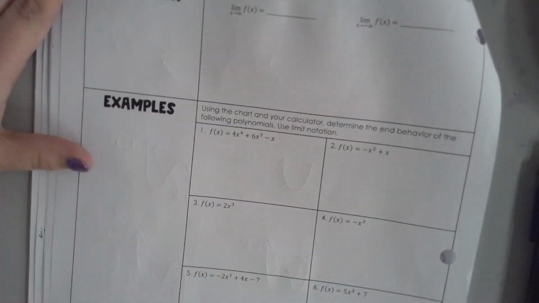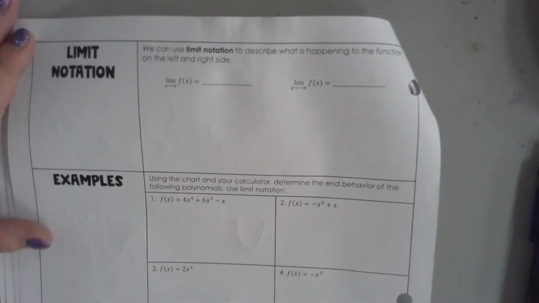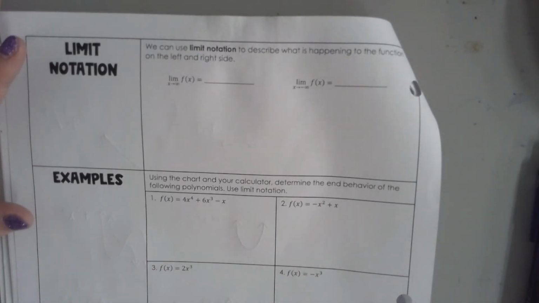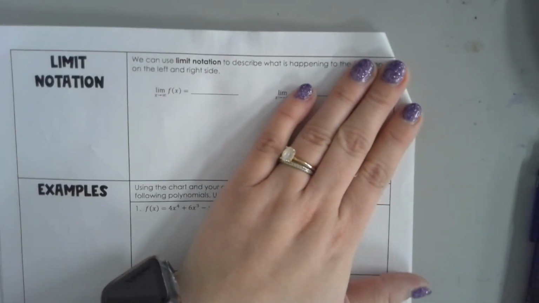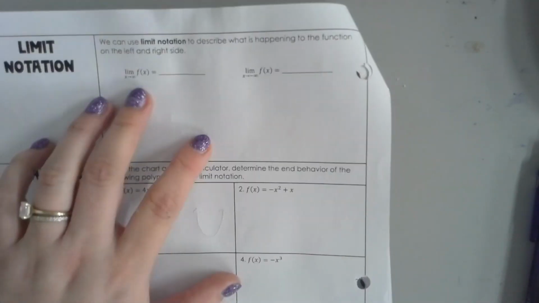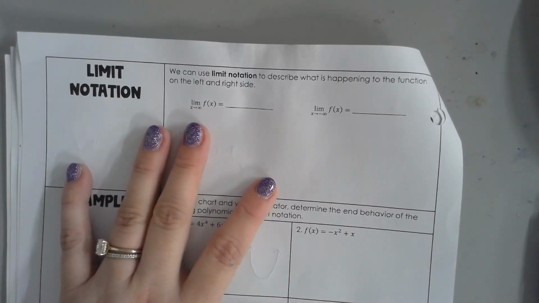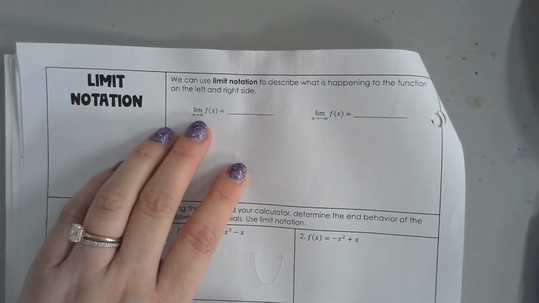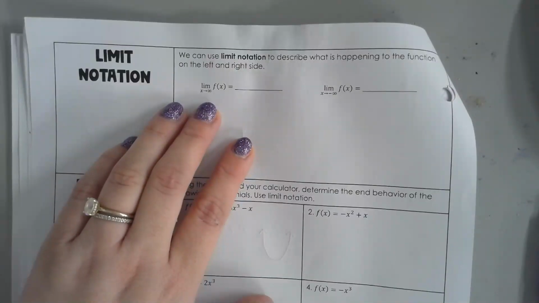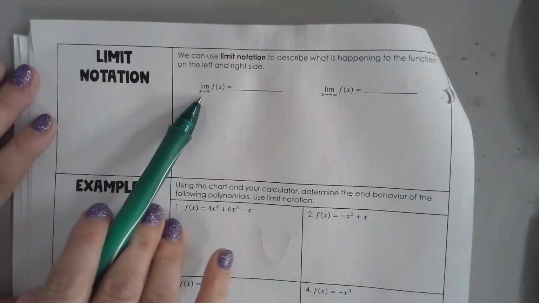So the way that we're going to write out the end behavior, we're not going to do two arrows. That's just kind of a guide. We're going to use what is called limit notation. You don't really have to know a lot about limits. This is a calculus concept. However, the notation is something I want you to be familiar with. All this does is tell us what's happening at the ends. So let me tell you what this says.